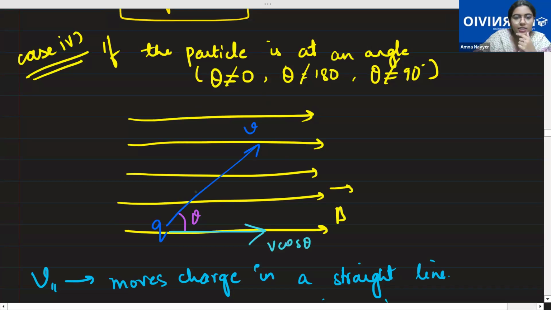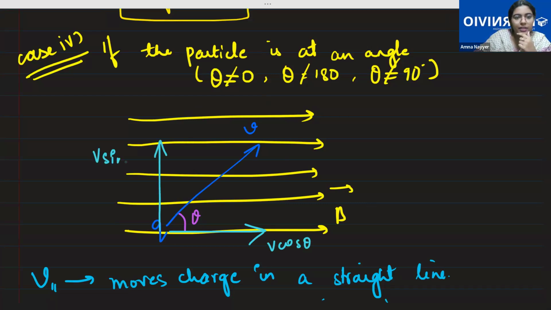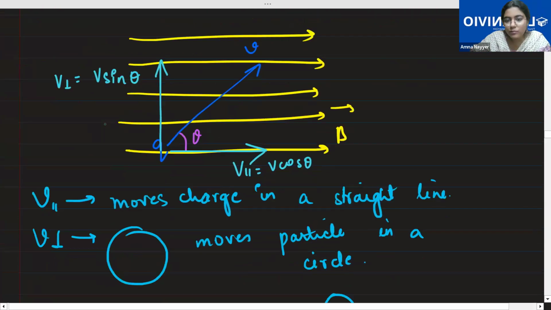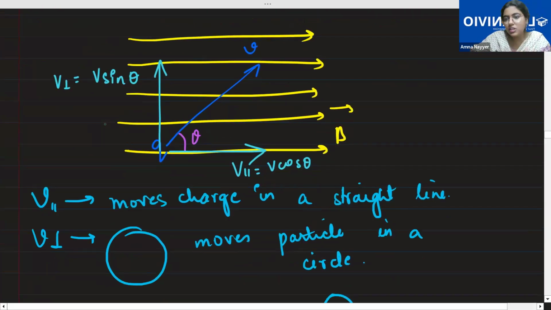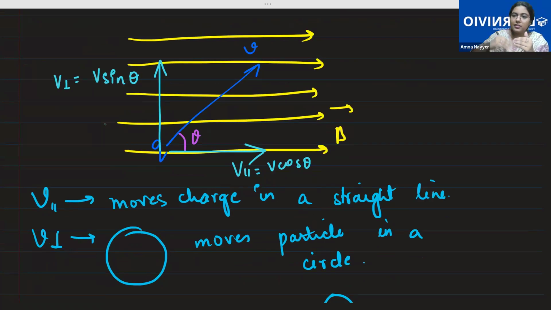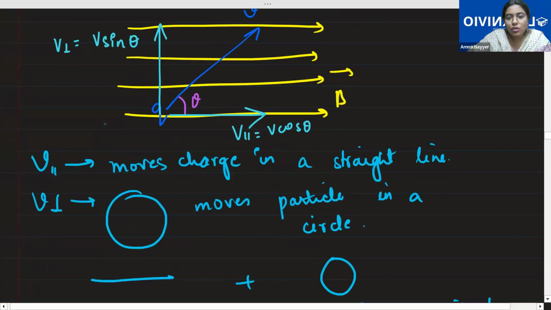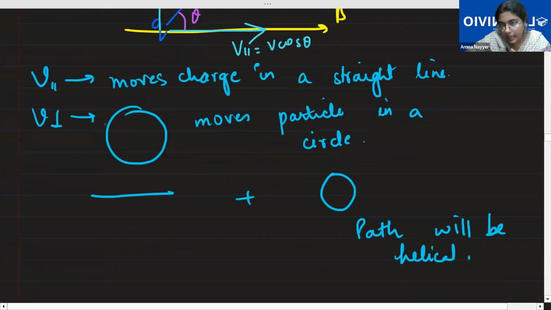So this becomes v cos theta, and the perpendicular becomes v sine theta. Now v cos theta is the parallel component, while the perpendicular component is v sine theta. The parallel component moves the charge in a straight line, and the perpendicular component moves the charged particle in a circle. So the path will be helical.